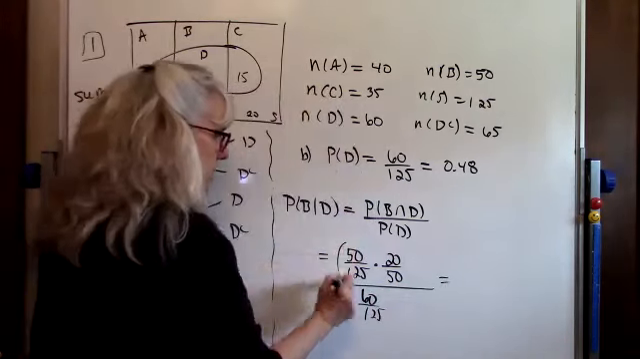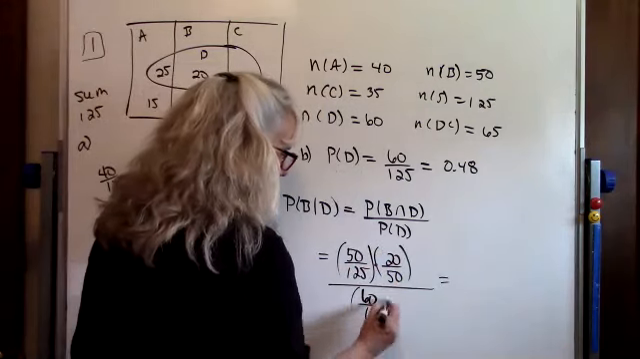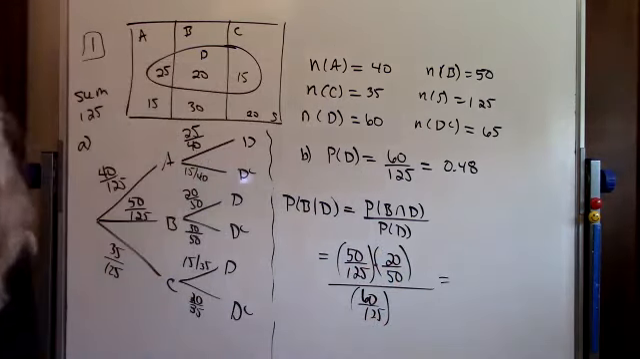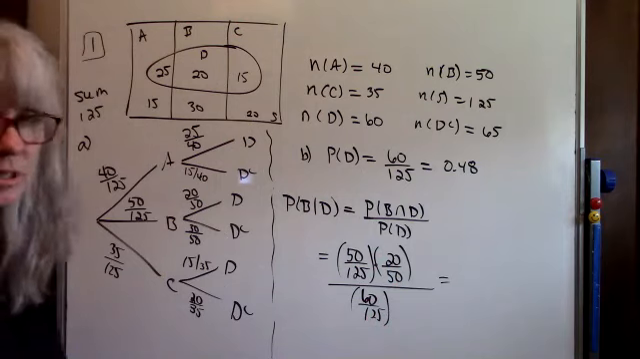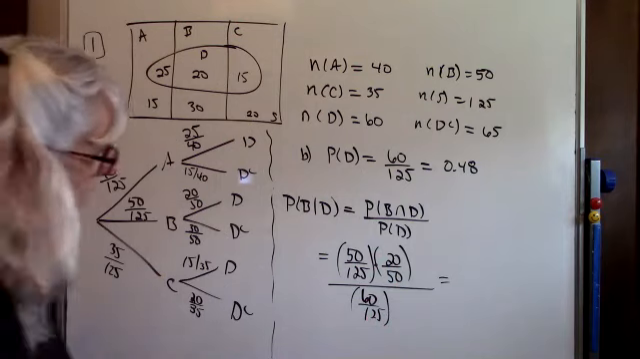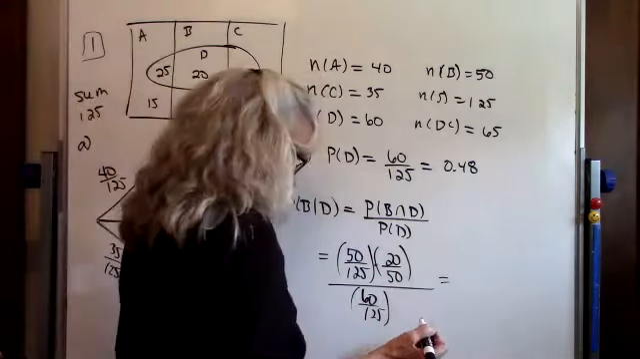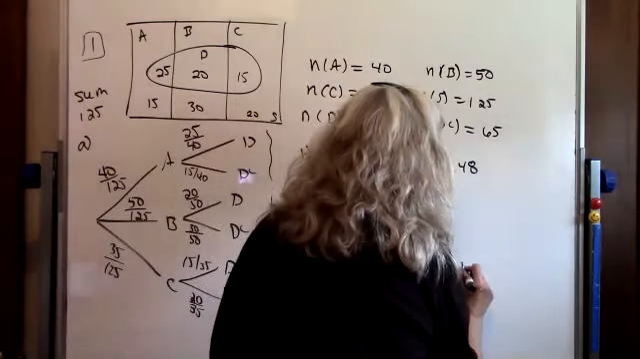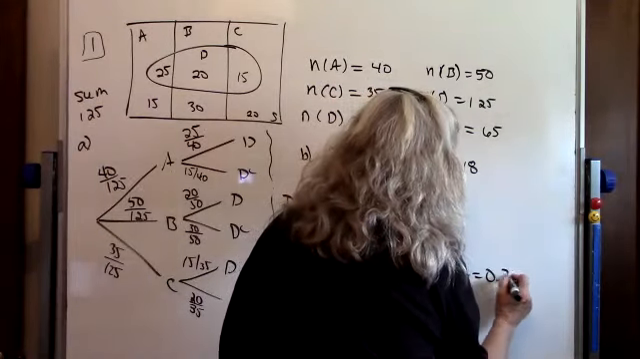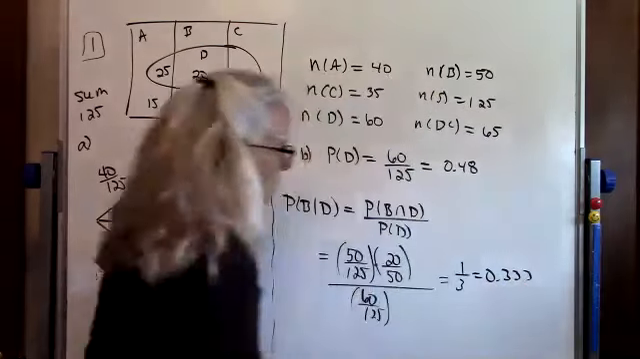If you're going to type this into your calculator, make sure you get parentheses around every fraction. You can take them to decimals if you want. It's up to you entirely. But if you do that, you actually end up with 20 out of 60, which gives me 1/3, or 0.333.